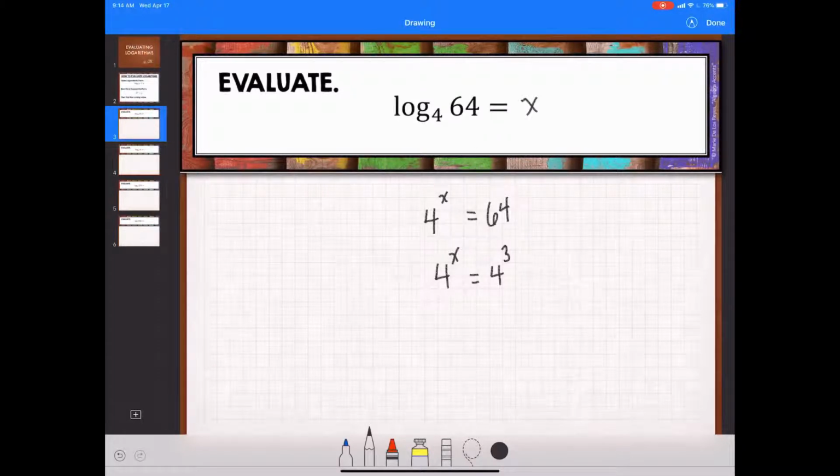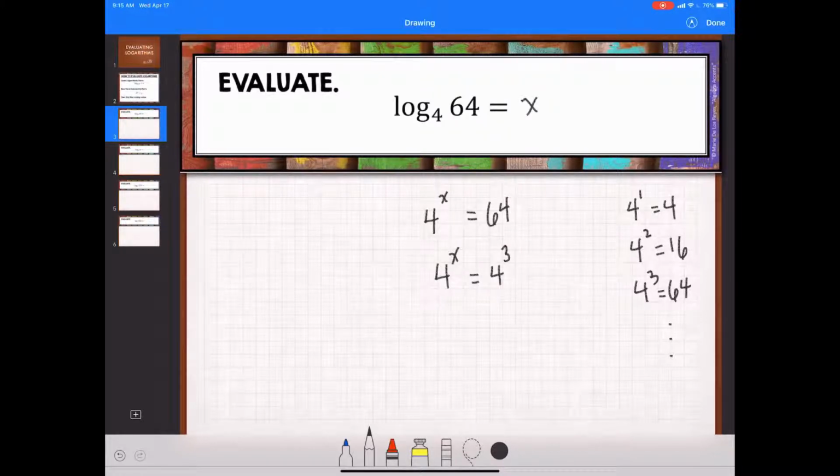Now, if you're not sure how to do that, you can just go in your calculator and test them out. So 4 to the first power is 4, 4 to the second power is 16, 4 to the third power is 64, and so forth. So you can just play on your calculator until you figure out what exponent will give you the value.